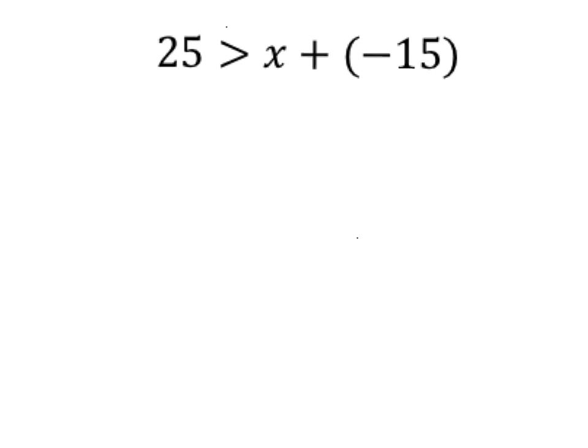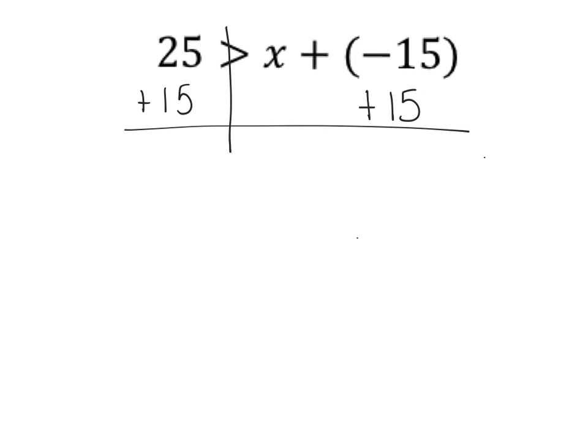Okay, once again, we're going to put our balance line. We have a plus a negative 15, so to get rid of negative 15, we're going to add a positive 15. We're also going to add it to this side because we have to keep it balanced. So a negative 15 plus a positive 15 makes that 0. They cancel out. You are left with x. And then 25 plus 15 will give me 40. And then I drop my sign down.